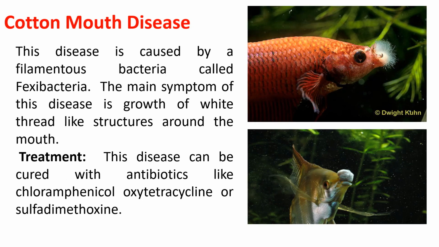Cotton mouth disease. This disease is caused by filamentous bacteria called flexibacteria. You can see here. The main symptom of this disease is growth of white thread-like structures around the mouth. You can see in this diagram also the white cotton-like structure around the mouth. This disease can be cured with antibiotics like chloramphenicol, oxytetracycline, or sulfadimethoxine.